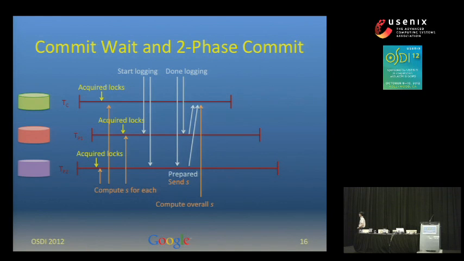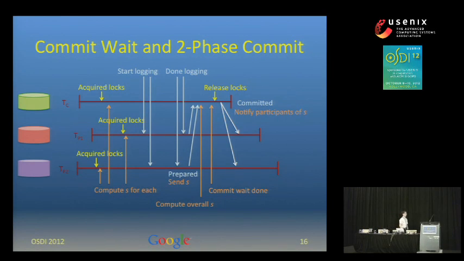Then the coordinator computes an overall S timestamp, does commit wait, releases locks, then sends a committed message which piggybacks the overall S value back to the participants, after which time the participants can release their locks. So this overlaps the work of logging the prepare with commit wait. Note again that two-phase commit has to be integrated with commit wait because you can't actually send the committed message until you finish commit wait.